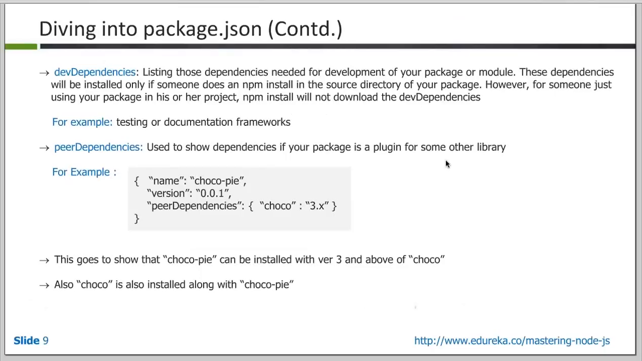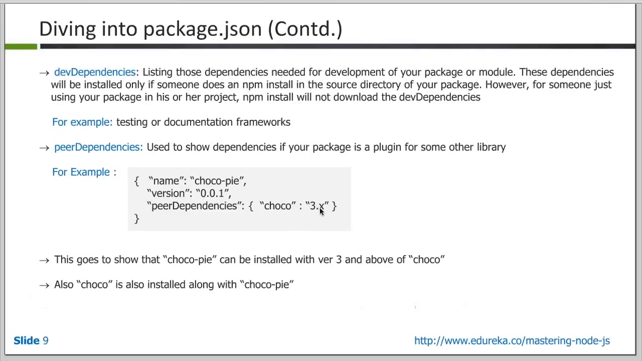So let us say that you're building a module called super module and it uses child module 1 and child module 2. In that case, you say name super module, peer dependencies child module 1 and child module 2. This goes to show that choco-py can be installed with version 3 and above.